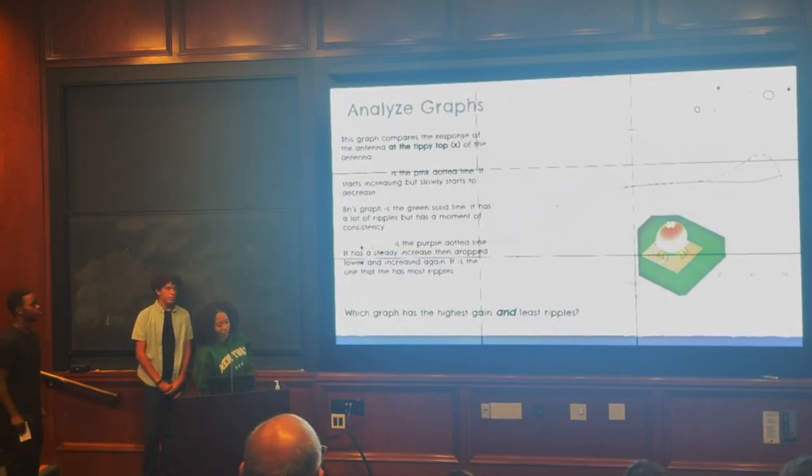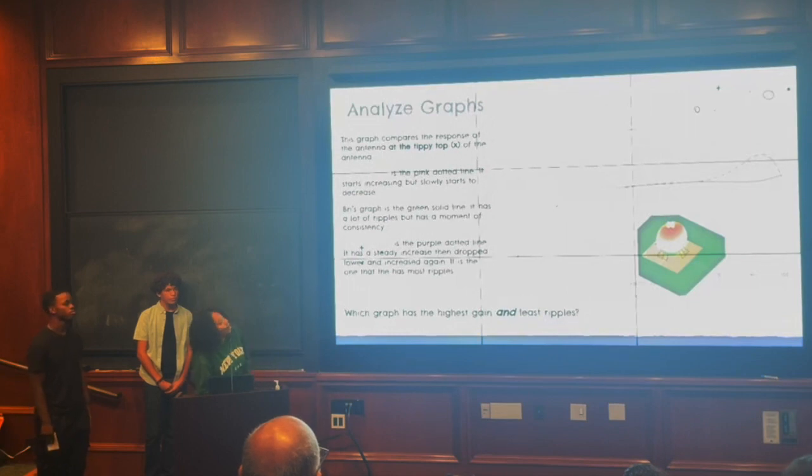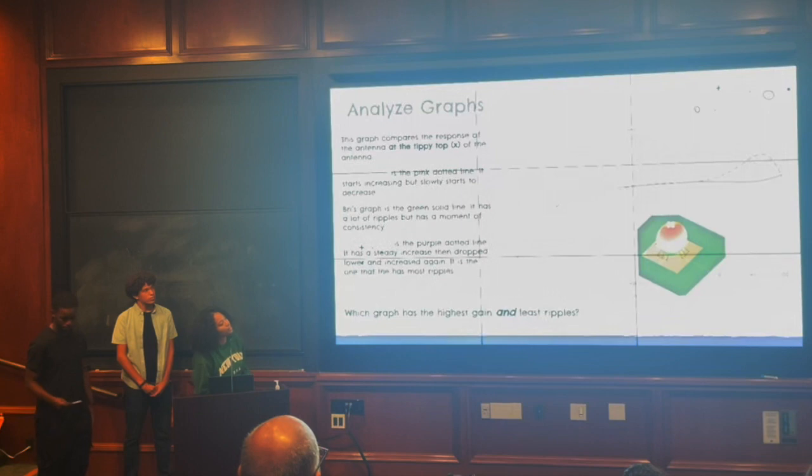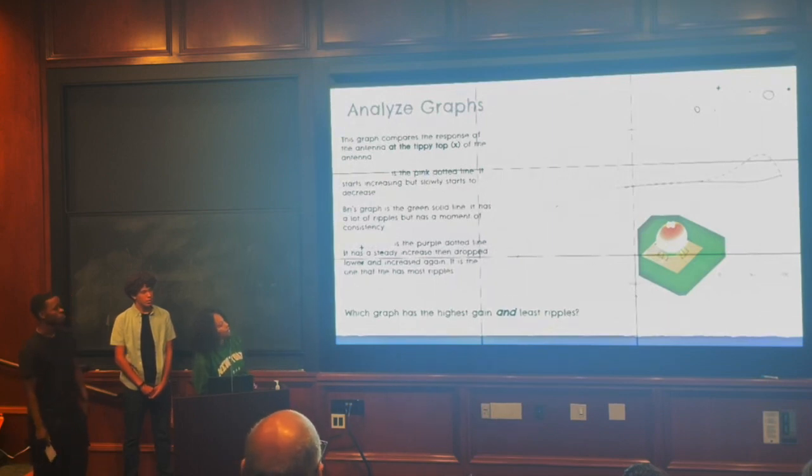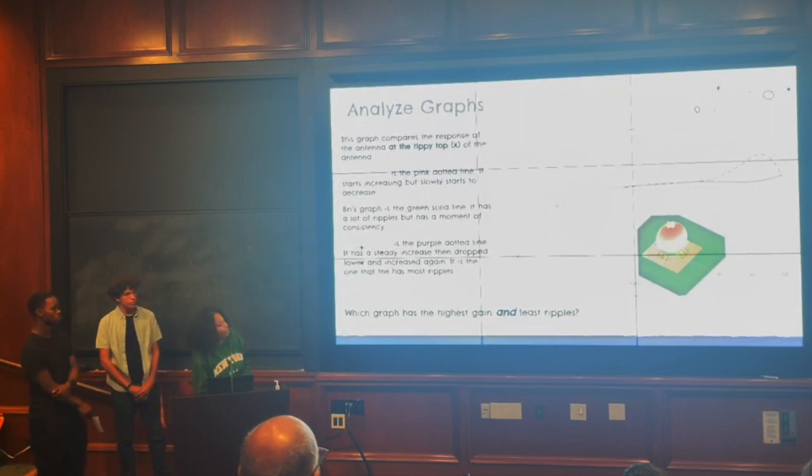This graph compares the response of the antenna at the tippy top, like X of the antenna. Rafa's graph is the pink dotted line. It starts increasing, but slowly starts to decrease. My graph is the green solid line. It has a lot of ripples, but has a moment of consistency. And Alan's graph is the purple dotted line. It has a steady increase, then drops lower, and then increases again. It is the one that has the most ripples. But the graph that has the highest gain and least ripples is pink.